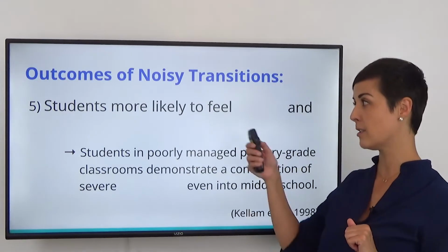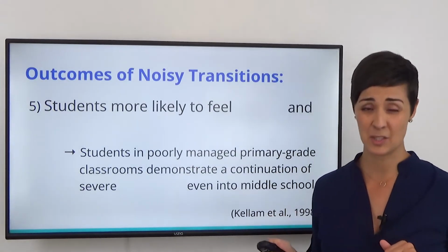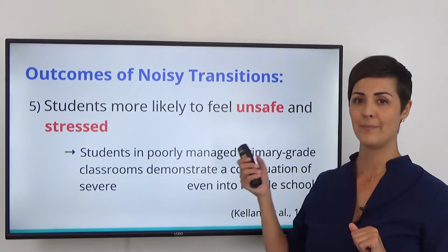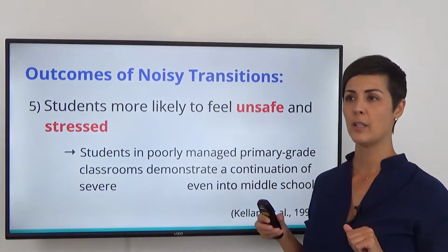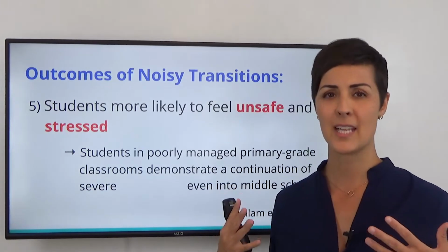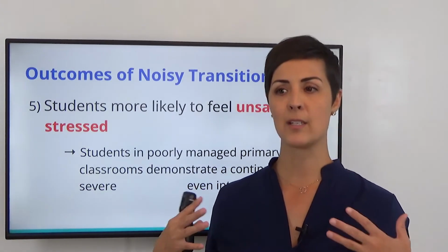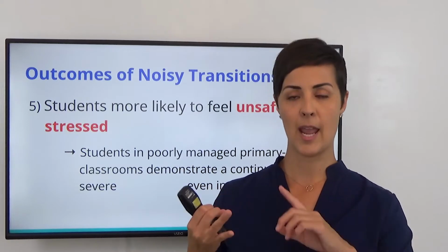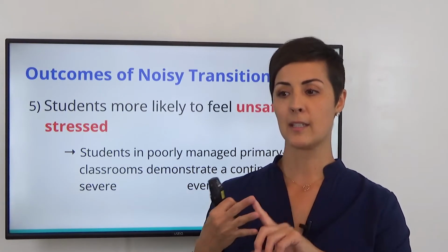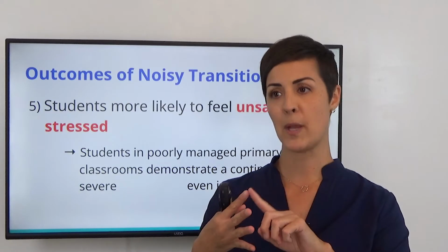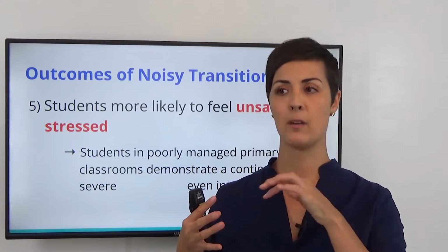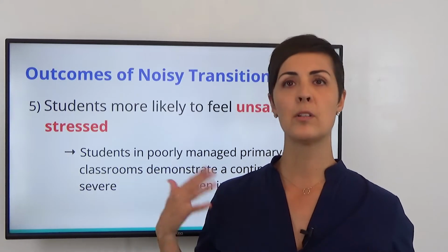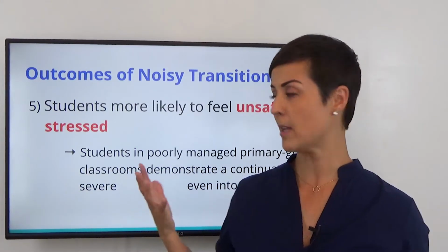The last one is that students, yes, the students themselves, are more likely to feel unsafe and stressed. And unfortunately, they don't tend to tell you, I feel unsafe, I feel stressed. It tends to manifest in terms of problem behavior. You tend to see spikes in aggression and in anger, and in kids excluding each other, and kids showing disrespect of not only their peers, but of other adults in the school system. So students are more likely to feel unsafe and stressed.